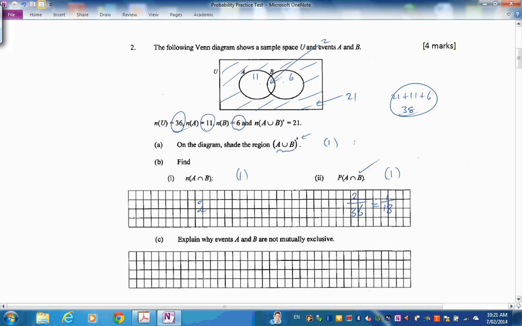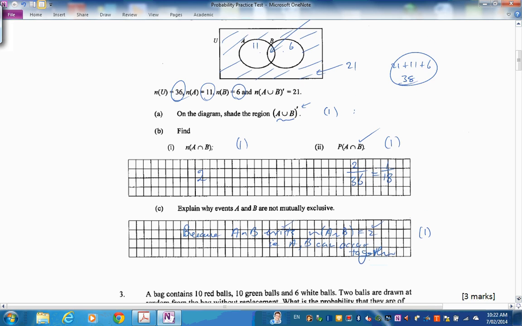Okay, explain why events A and B are not mutually exclusive. Because A intersection B exists. N of A intersection B equals 2. That is, A and B can occur together, so they don't exclude each other. Okay? So any of those, or either of those two reasons there. So that's 1 mark as well, making a total of 4 for that question. Mark your work. Let's move on.